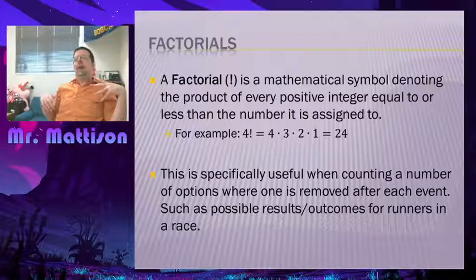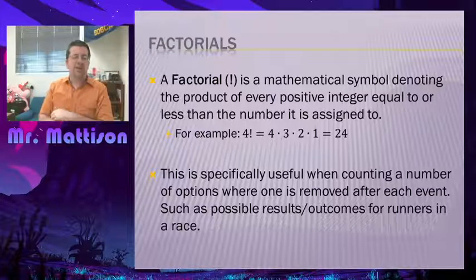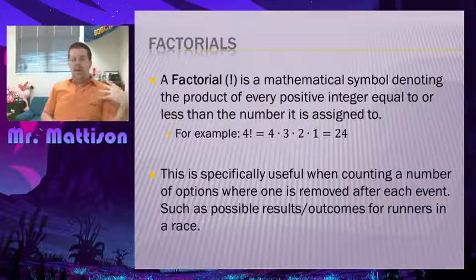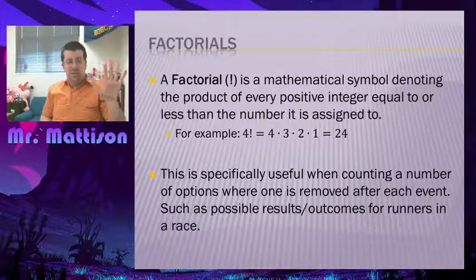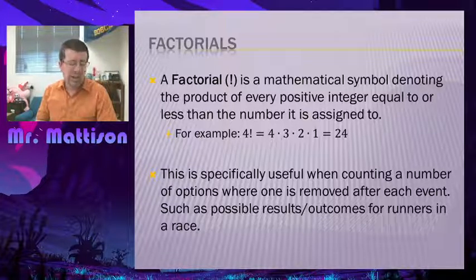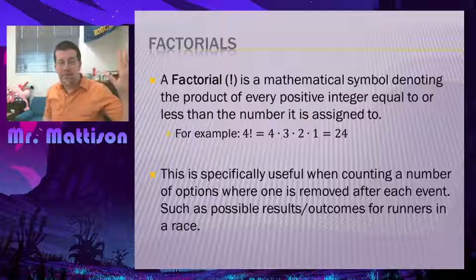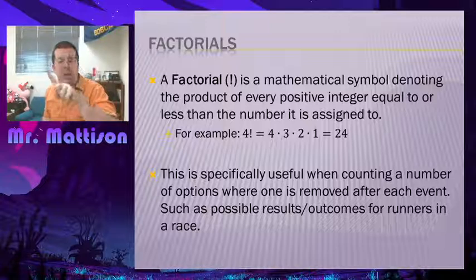Let's say I want to figure out how many ways people can place in a race. Let's say I have 5 people in a race. The options for first place: there's 5 of them who could get first place, so 5. Then how many people could get second place? You might think all 5 could get second place. That's not true. After the first person has gotten first place, they can't also get second place. So now there's only 4 options for second place. So 5 for first, 4 for second, 3 for third, 2 for fourth, and only 1 option for fifth place.